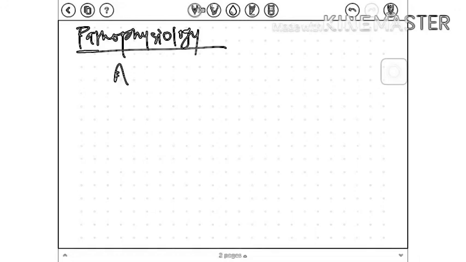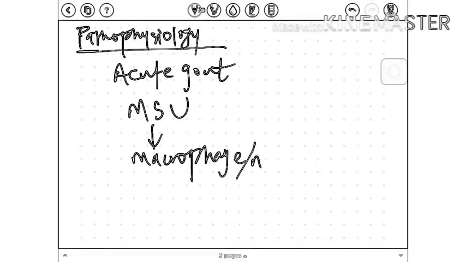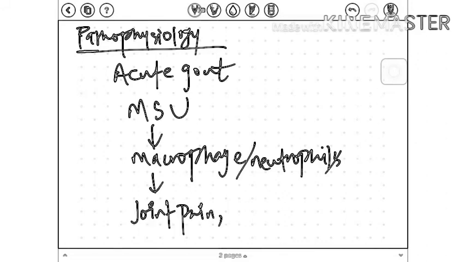Start with the pathophysiology. Both primary and secondary gout can present as acute gout. This is due to the deposition of monosodium uric acid crystals in the joints, and the crystals are phagocytosed by the macrophages and the neutrophils inside the joints. That can trigger the inflammatory response that causes severe joint pain, redness, and swelling of the joint.